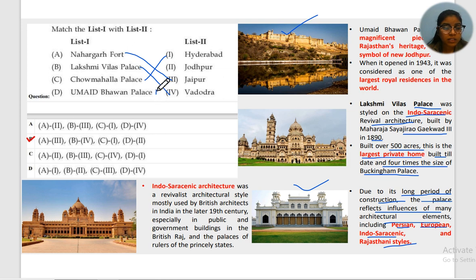Umaid Bhawan Palace is in Jodhpur, Rajasthan. It also shows Indo-Saracenic architecture, which was a revivalist architecture style mostly used by British architects in India in the later 19th century, especially in public and government buildings. You can see these styles in the British Raj and the palaces of rulers of the princely states.